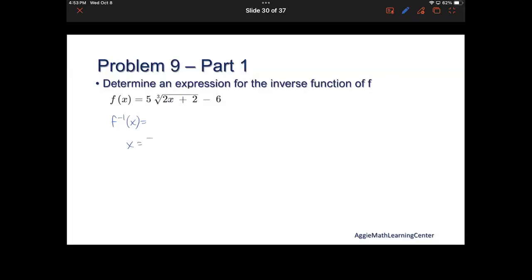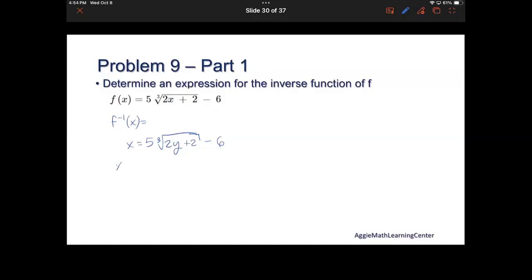x is equal to 5 cube root of 2y plus 2 minus 6. A lot of my students in recitation are comfortable writing this, and then they're like, and now what do I do? I always ask them, what is their goal? Well, right now, I want to be able to write this thing that I've just written down in a y is equal to stuff with x form. So that means I need to get the term that has y in it by itself. I want to isolate it.